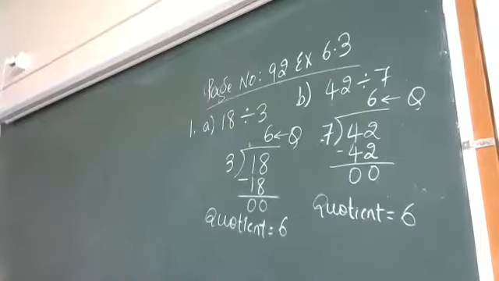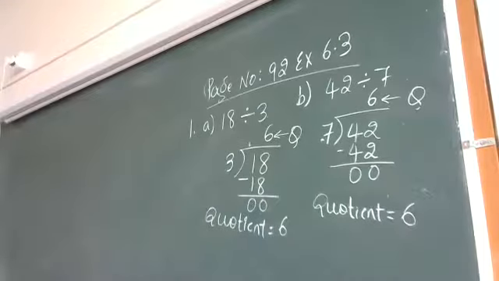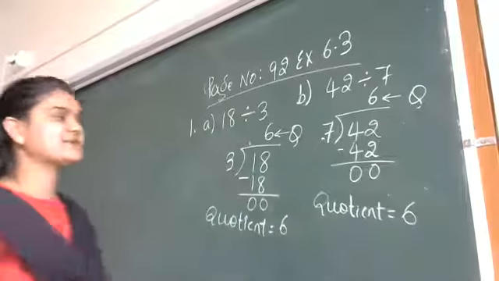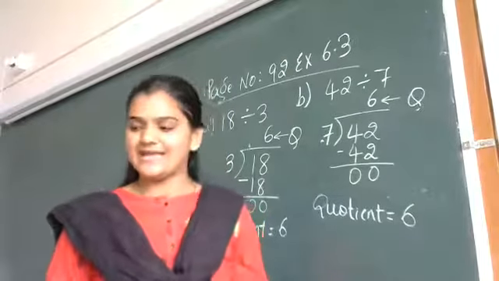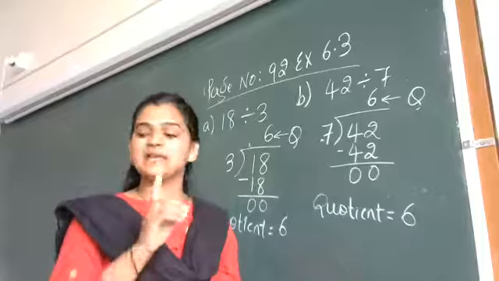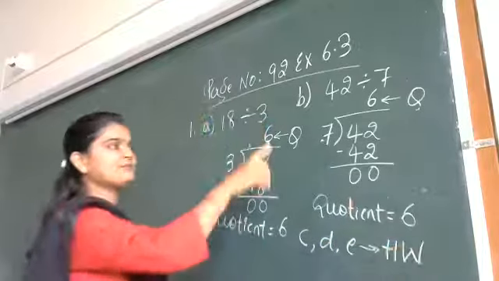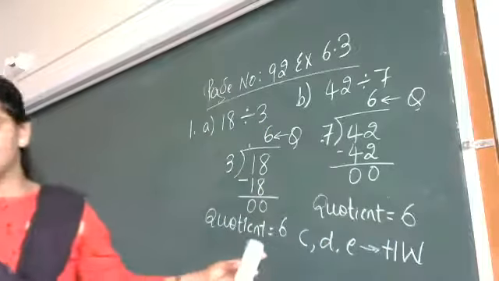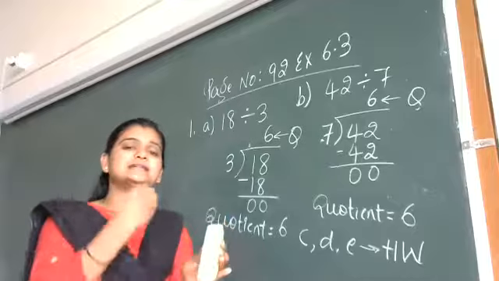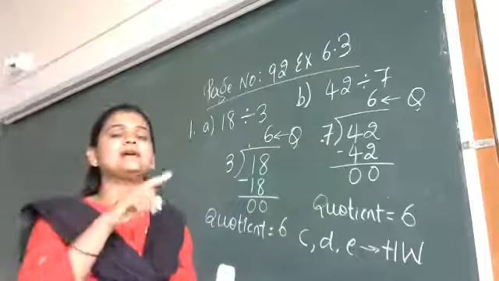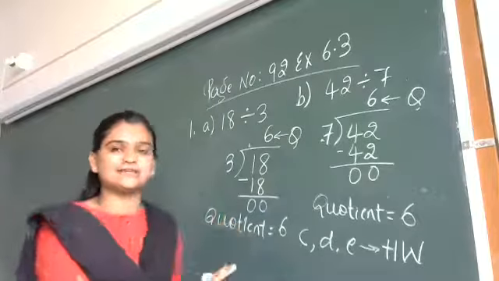Is it easy? Yes, it's very easy. Tell me, children. 36 divided by 6. What will be the quotient? 6. Very good. Next. 45 divided by 5. See here. One minute. C, D, E is for homework. Same thing you have to solve. 36 divided by 6. 36 will come inside the bracket. 6 will come outside the bracket as divisor. 6 sixes are 36. In the same way, we have to write quotient is equal to 6.